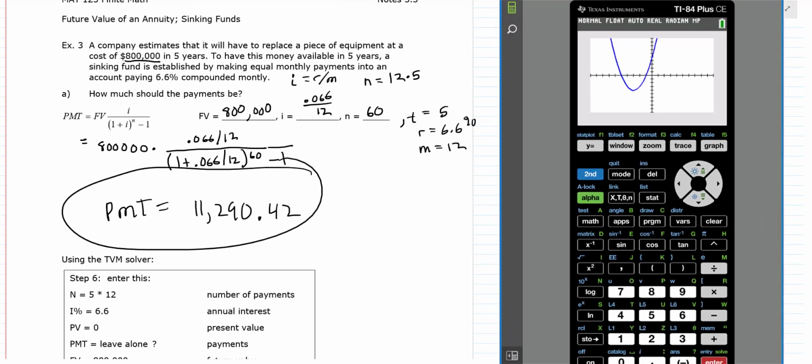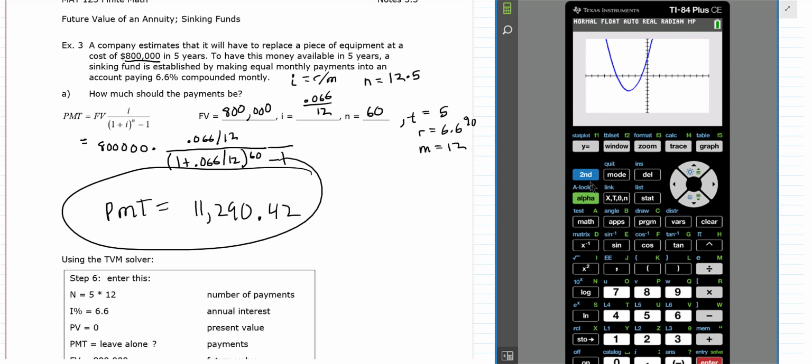So the idea with this one is I'm going to review again how you do this on the TVM solver. This is an annuity. You're trying to replace a piece of equipment, so you're trying to save up $800,000 over 5 years, making equal monthly payments at 6.6% compounded monthly. What you're doing is finding the payments.